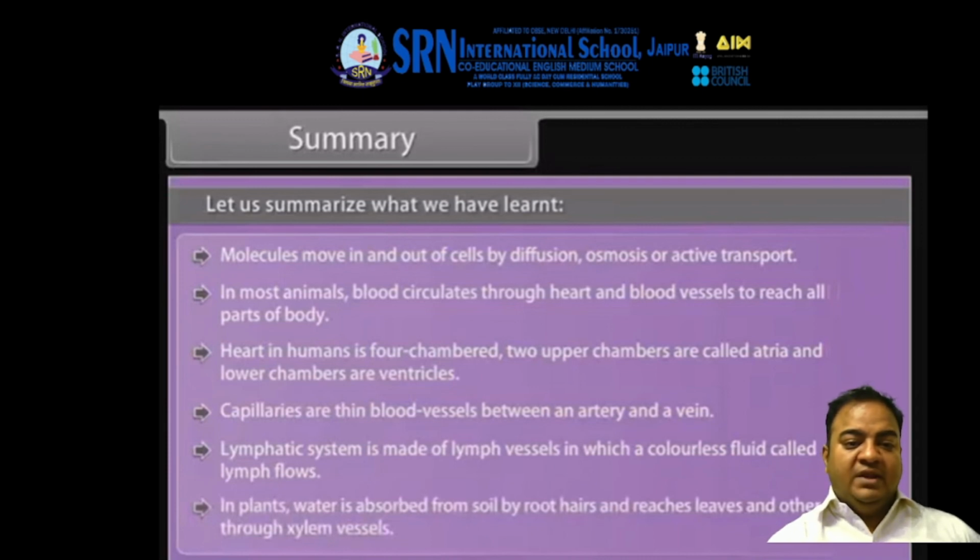So let us summarize all of the things that we have learned. The molecules move in and out of the cell by diffusion, osmosis or active transport. In most animals, blood circulates through the heart and blood vessels to reach all the parts of the body. The heart in humans is four-chambered, with two upper chambers and two lower chambers consisting of auricles and ventricles. The capillaries are thin blood vessels which help in connecting the arteries and the veins. The lymphatic system is made up of lymph vessels in which a colorless fluid called lymph flows. And in the plants, water is absorbed from the soil by root hairs and reaches leaves and other parts through the xylem vessels. So this was all in the knowledge video for life process.